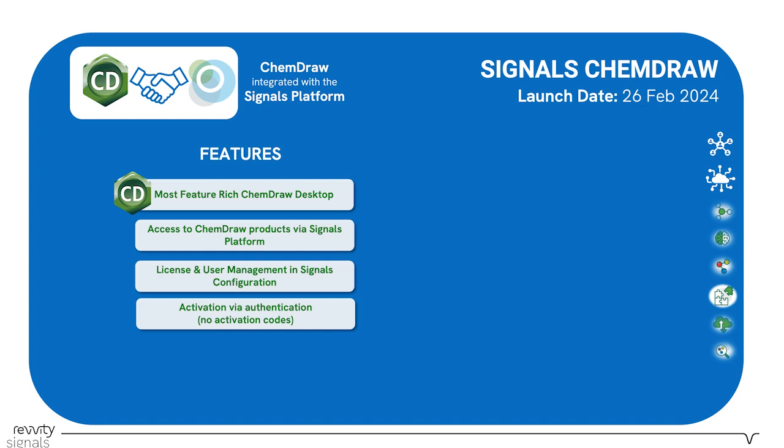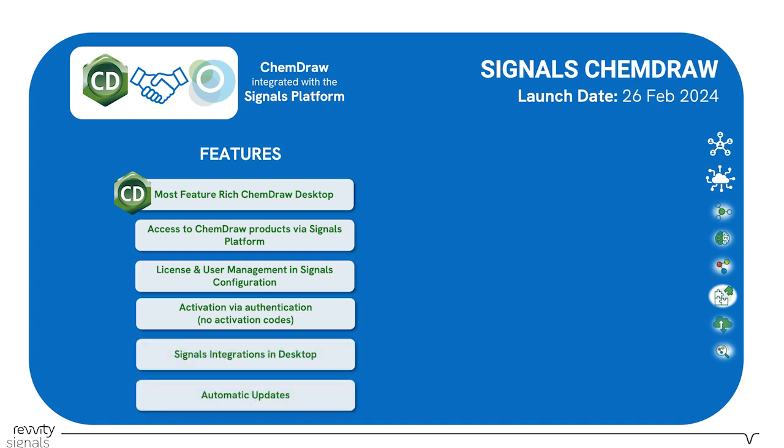That means accessing all of ChemDraw from the Signals platform, which means you authenticate only through the Signals platform, that is to say with Signals Notebook credentials for the most part, with license and user management in Signals, and activation via authentication, no more activation codes that you cannot find and need to reach out to support for. It also translates into actual Signals platform integrations directly within the ChemDraw desktop that you are used to and working with today, along with the benefit of, obviously, automatic updates.